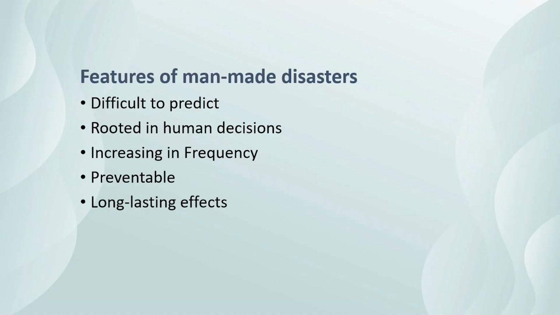Increases in frequency. Modern technological complexity, urban density, and industrial dependence have increased risk of catastrophic failures. They are preventable in nature. Proper regulation, planning, training, and oversight can drastically reduce their likelihood. Long lasting effects. Many man-made disasters, such as nuclear contamination or chemical pollution, leave persistent harmful effects that can extend for decades.